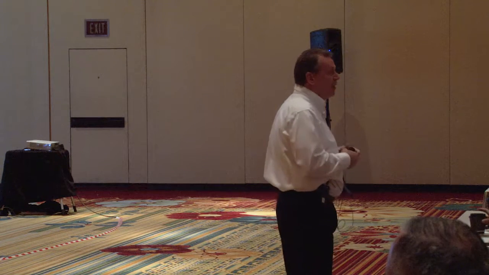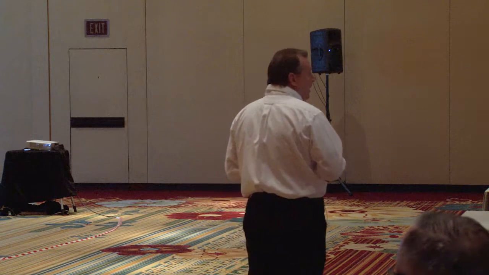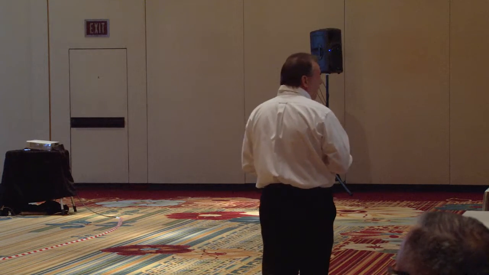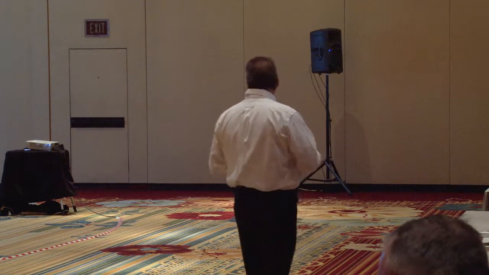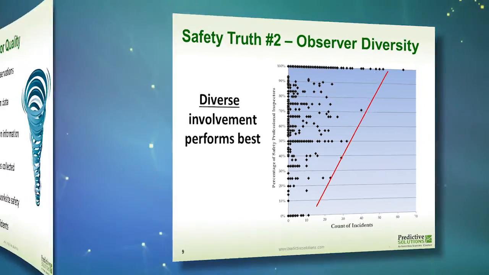What should he have done? He should have seen the hazard and corrected the hazard, coached the employee. He didn't. Why? Because the ownership of safety, he felt, belonged with the safety person. That's where we're failing. We have to get people involved. We have to shift that ownership of safety to everybody. So a diverse involvement performs best. More inspections by more observers and a more diverse group, right?